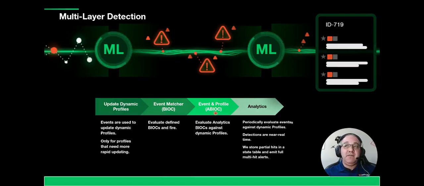And then we have the next layer here, which is the ABIOC rules. So think about ABIOC rules as a hybrid rule, because it's based on a rule, but it takes into consideration the profiles. So the profiles here will work as a threshold for the ABIOC rule. So it gets adjusted to your environment. And finally, the analytics detectors. So there are some detectors that will require multiple hits. And so it keeps this information, the partial hits, in a state table. Once the threshold is reached, then it may trigger alerts.